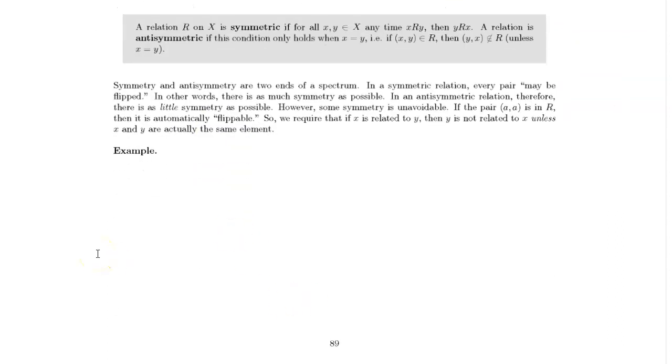Another property of relations that we care about is symmetry, where we say that anytime x is related to y, then y is also related to x. For all x and y in X, anytime x is related to y, then y must be related to x. A relation is antisymmetric if this condition only holds when x is equal to y. In other words, if x is related to y, then y is not related to x unless x and y are equal. And so here's the way you should be thinking about that.